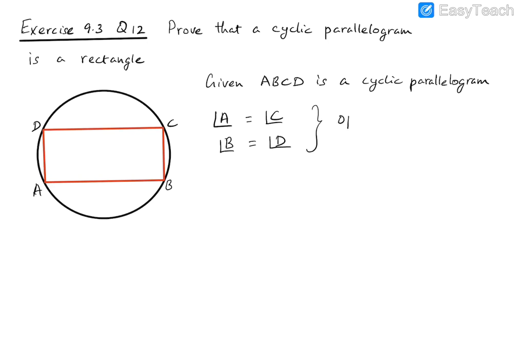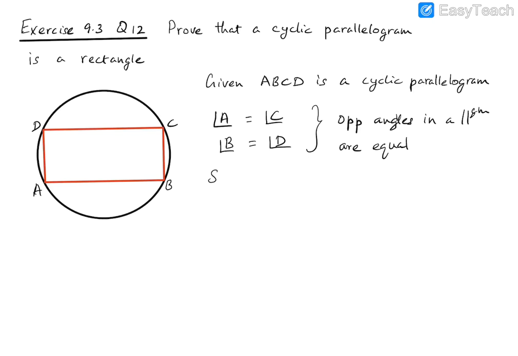Why is that? Opposite angles in a parallelogram are equal. The next bit of information given to us is that the parallelogram is a cyclic parallelogram. So that means for a cyclic parallelogram, or for any cyclic quadrilateral for that matter, whenever we say cyclic, it means that the sum of the opposite angles is 180 degrees.